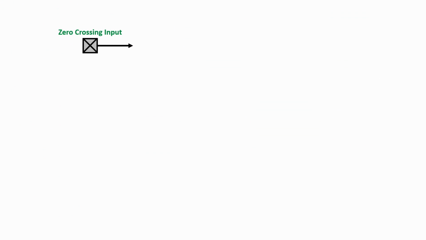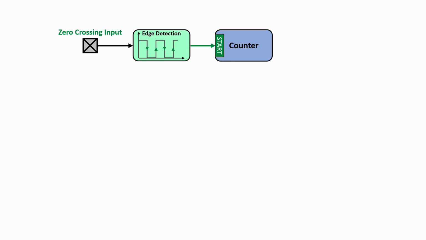Let's assume the zero crossing signal is connected to a microcontroller input. We then add an edge detection peripheral to detect each zero crossing event. Every time such an event happens, we start an internal counter. We also define a counter limit. Once the counter reaches this limit, it will stop and reset to 0.